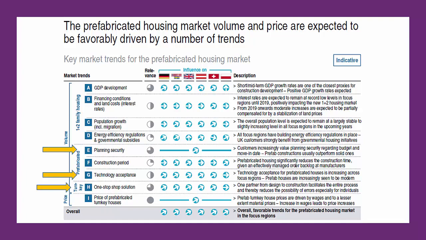And another important factor here in terms of relevance is technology acceptance. The technology acceptance for prefabricated houses is increasing across focus regions, that is to say in the European markets. And prefab houses are increasingly seen to be modern. Now, we're going to come back to that because I think perception is a tricky issue here, especially when it comes to, for example, those higher end or premium manufacturers within the prefabricated housing market, such as Jord Homes and, as we'll see later on, Hoofhouse. And there is a delicate balance, I think, that needs to be struck there in terms of trying to popularize this technology and also maintaining some degree of exclusivity for the higher end players within the industry.